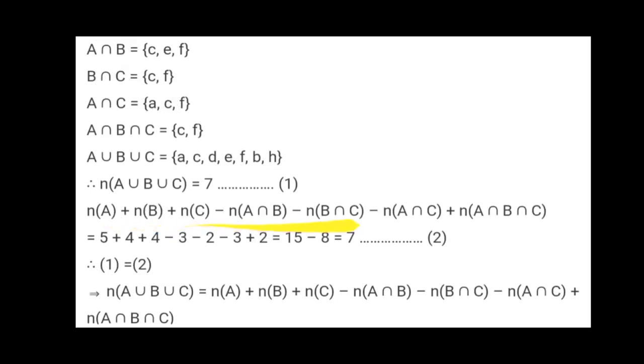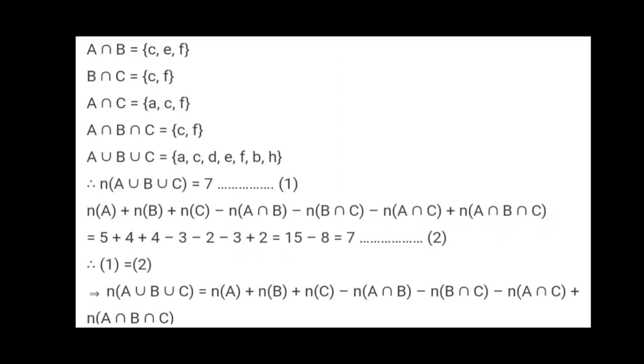Just substitute all the values in the formula. n of A union B union C, we have 7 elements. That's the left hand side. When we join all the A, B, C sets, we will have these elements. And here n of A is 5, n of B is 4, n of C is 4, n of A intersection B is 3, B intersection C is 2, A intersection C is 3, and A intersection B intersection C is 2.